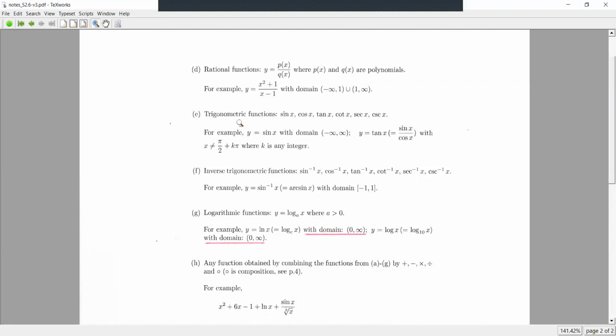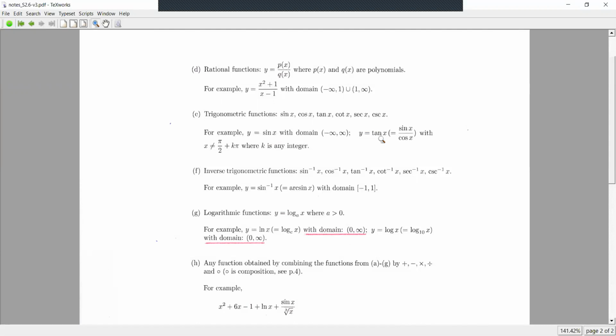E, trigonometry functions. There are 6 trigonometry functions: sine, cosine, tangent, cotangent, secant, cosecant. For example, sine. The domain of sine is any number between negative infinity and positive infinity. You can have a try with your calculator. Arbitrarily pick a number. Then with your calculator, you can compute sine of the number.